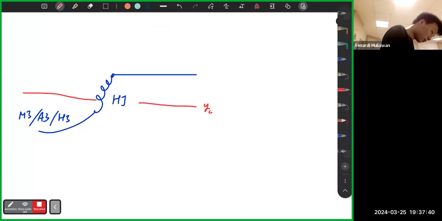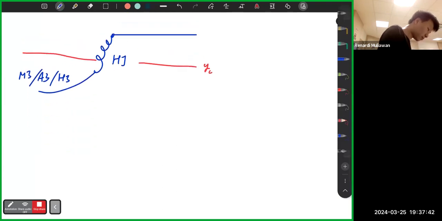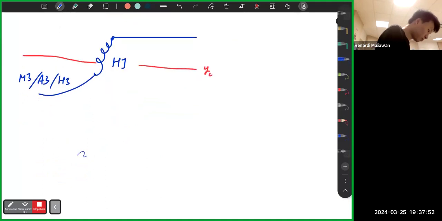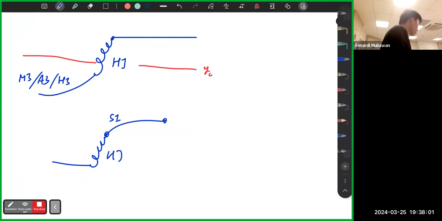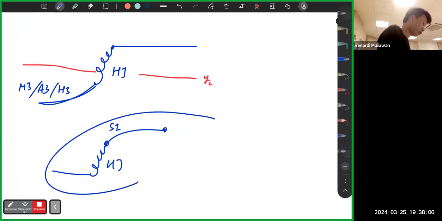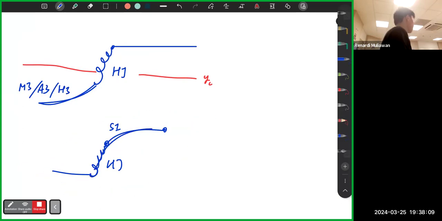Then for steep slope, right? It's always hydraulic jump first, then S1. So it's the opposite way around. So for steep slope, it's hydraulic jump first, then S1. So for these ones, curve first, then hydraulic jump. For steep, hydraulic jump first, then curve. Okay, this is something to do with upstream and downstream control. That's why it's like this.